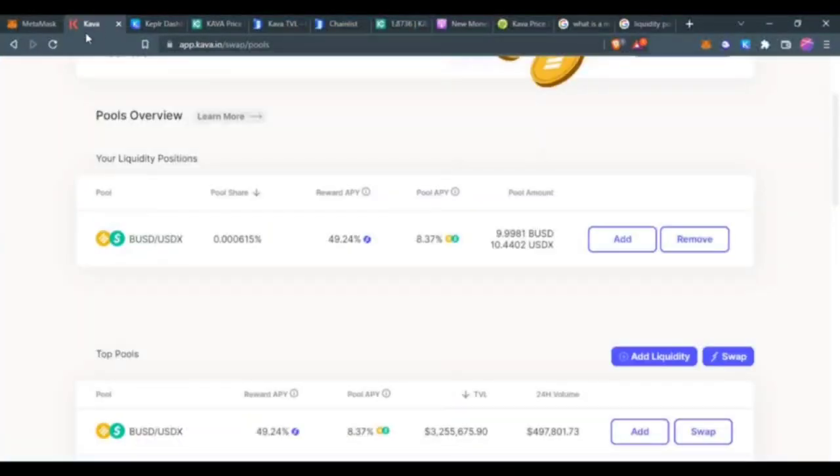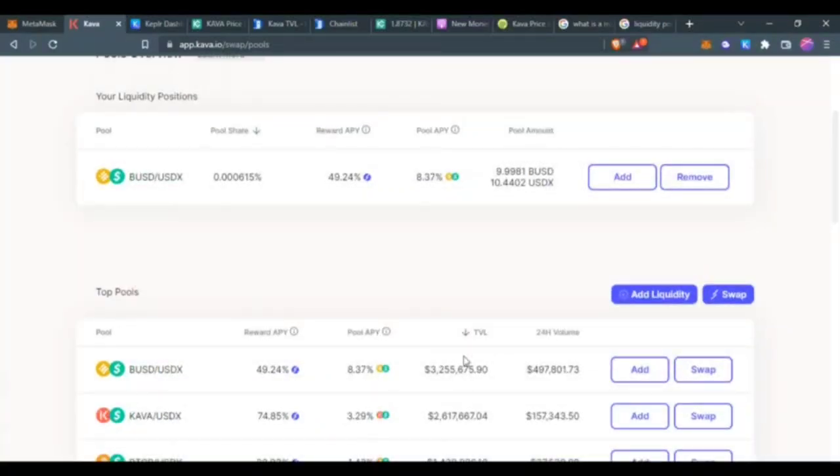So as we can see here, right now I have 0.0000615% of the overall pool. So that's the amount of return that I'm going to get out of that overall pool, whatever the size of the pool is, which the total value locked is 3,255,675%. So that's what I'm going to get out of that.